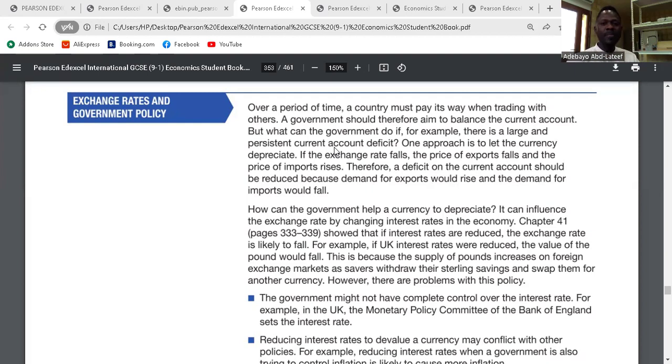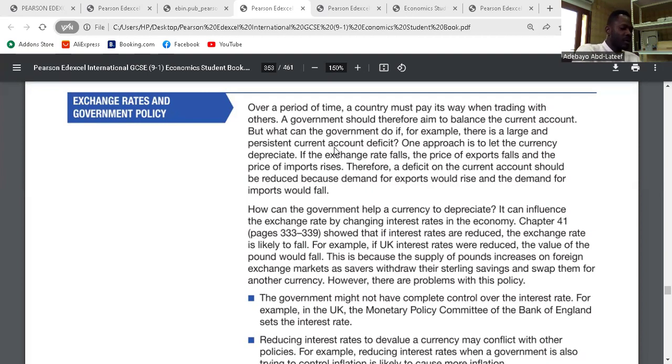So let's read anyway. How can the government of a country help a currency to depreciate? It can influence the exchange rate by changing the interest rates. So if interest rates are reduced, the exchange rate is likely to fall. For example, if UK interest rates were reduced, the value of the pound would fall. This is because the supply of pounds increased on foreign exchange markets, as savers withdraw their sterling savings and swap them to another currency. However, there are problems with this policy.